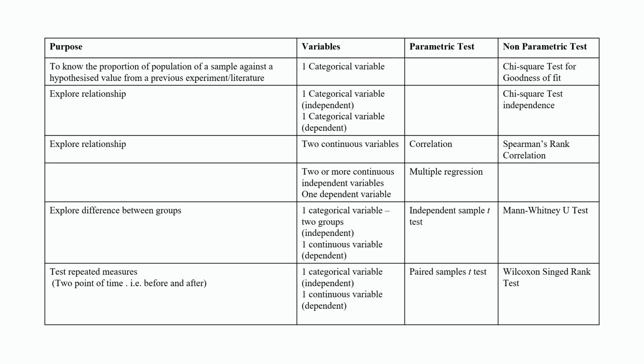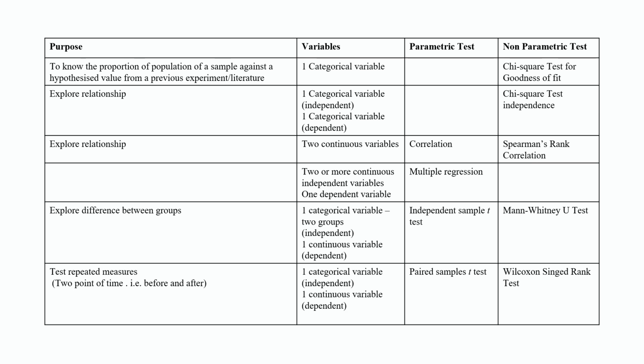Imagine you want to predict or you want to understand the strength of independent variables on a dependent variable. You may have two or more continuous independent variables which will be explaining one dependent variable. To understand this relationship, we will use multiple regression. Multiple regression is a parametric test.